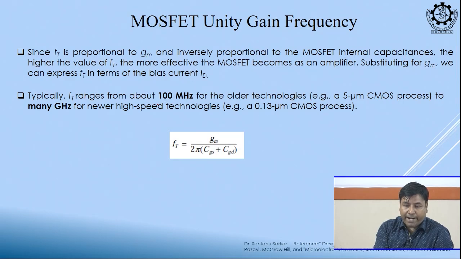Generally this FT varies from 100 megahertz for old technology like the 5 micrometer CMOS process to a few gigahertz for modern technology like 130 nanometer CMOS technology, or 0.13 micrometer CMOS technology. So, if it is going to a high value, it is suitable for high frequency design.